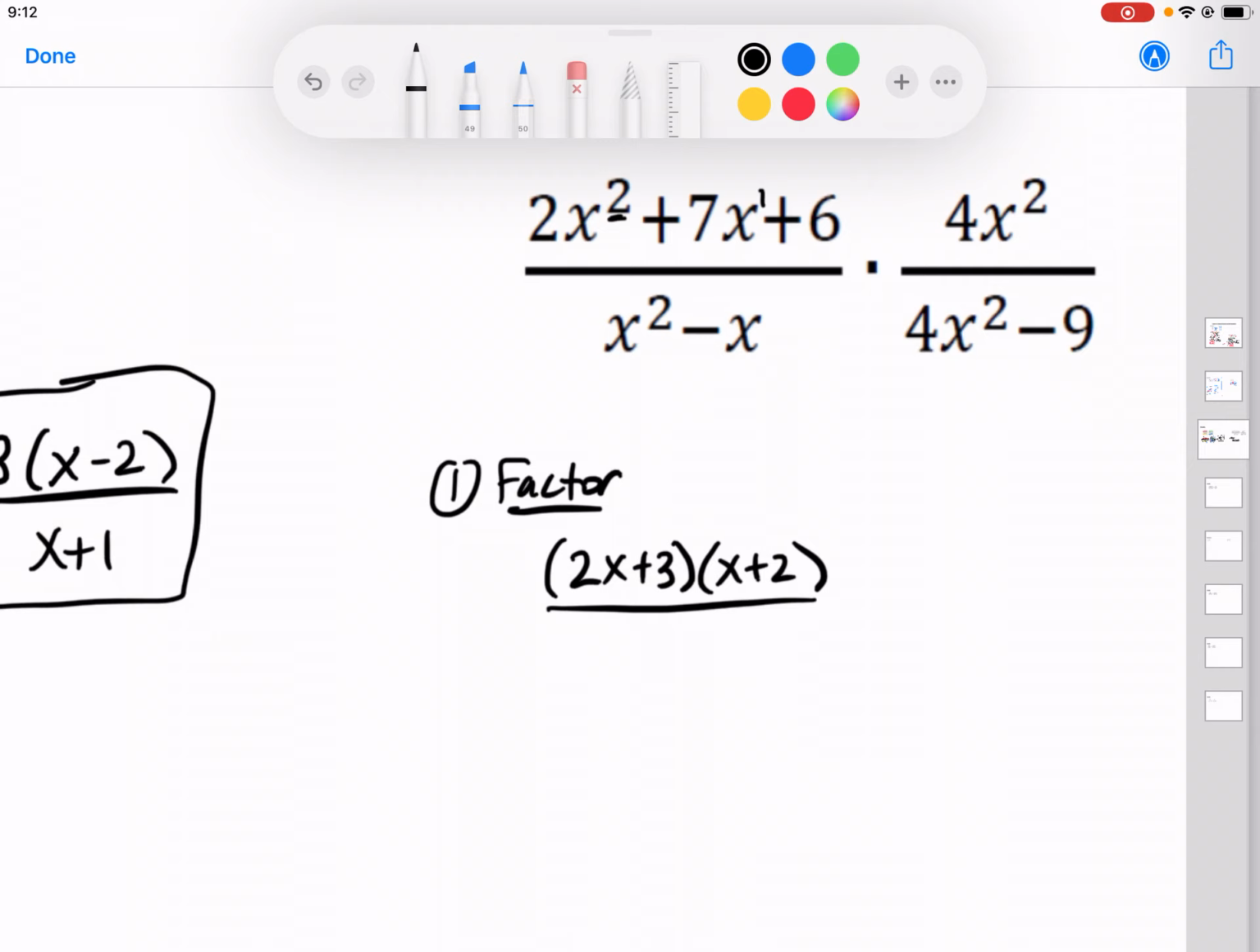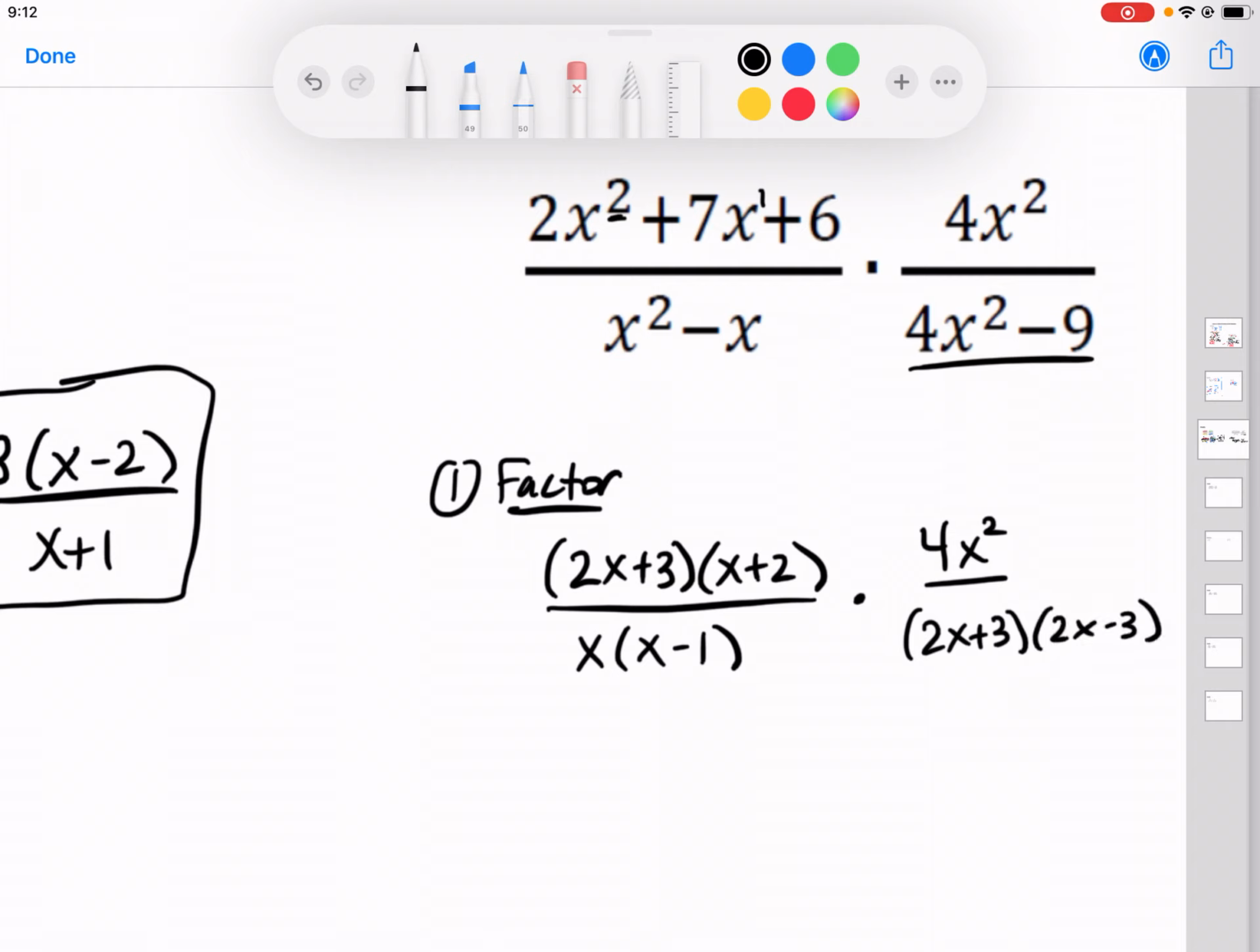The bottom one, x squared minus x, your greatest common factor is an x, and then you get x minus 1. 4x squared is just a single term, so that doesn't factor. 4x squared minus 9, that's a difference of perfect squares, so we get 2x plus 3, 2x minus 3. And then anything I see in the numerator that matches with anything in any of the denominators, I get rid of. It's common factors.